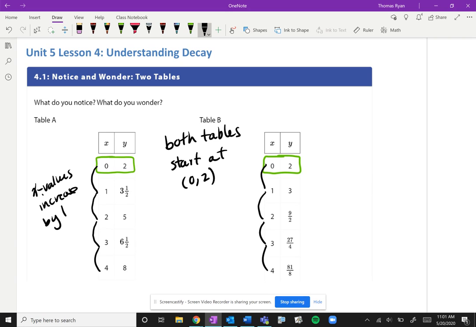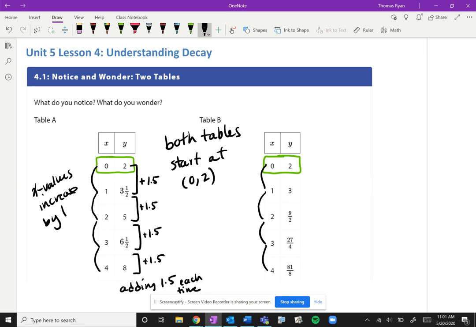So let's look at table A here. We start at 2 and go to 3.5, so we're adding 1.5. And then from 3.5 to 5, we're adding another 1.5. And then from 5 to 6.5, we're adding another 1.5. And sure enough, we're adding another 1.5 here. So each time the Y values are getting bigger, but it's consistent. So in this table, we are adding 1.5 each time.